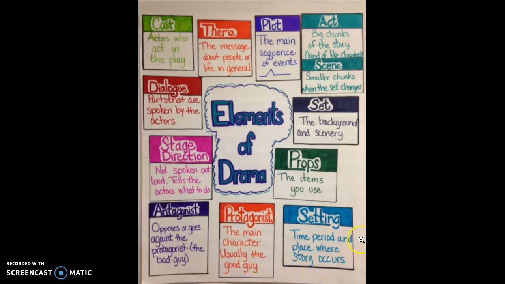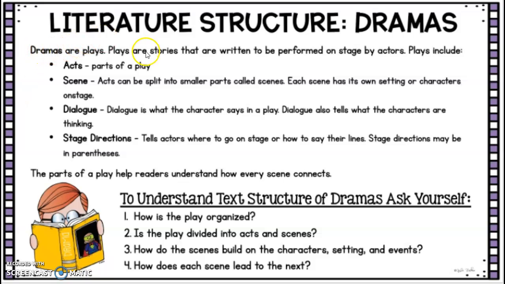Then we have our setting. Of course, this is where the story takes place. This is a part of our plot in the exposition. So again, dramas are plays. Plays are stories that are written to be performed on stage by actors. These are all of the parts that we just discussed, or some of the parts that we just discussed, that a play includes. The parts of a play help readers understand how every scene connects.